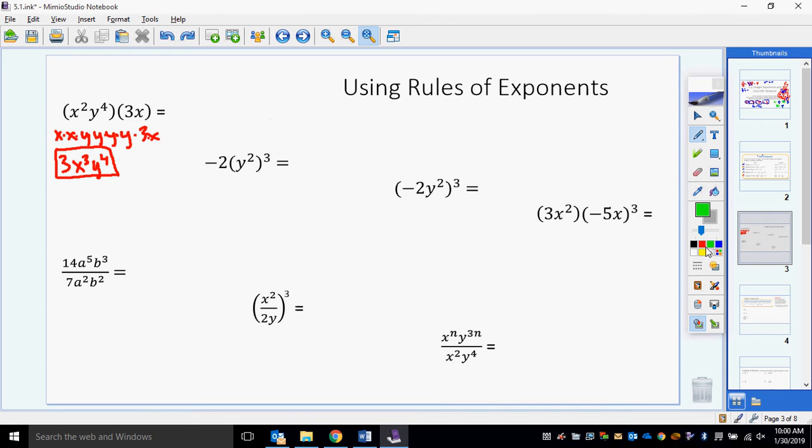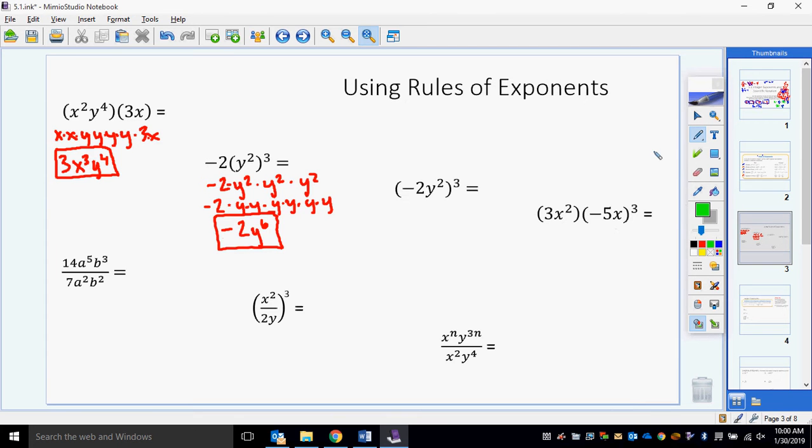All right, let's go over this next one. Here I have a power being raised to a power, so I can follow my power rule, but let's write it out the long way. First, negative 2 times y squared to the third power, so I have 3 y squares, which means I have y times y, y times y, and y times y, all being multiplied by negative 2. So I have negative 2, and I have 6 y's being multiplied. That's the long way to think about it.